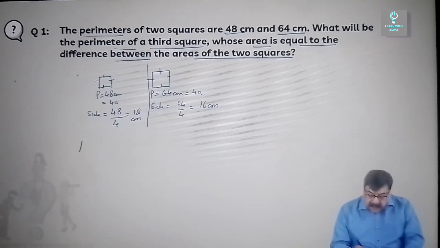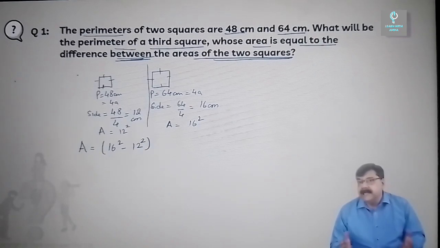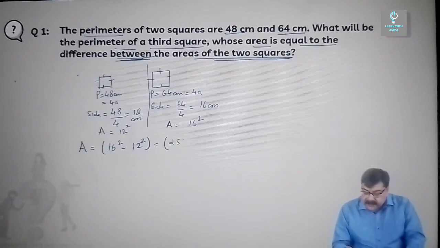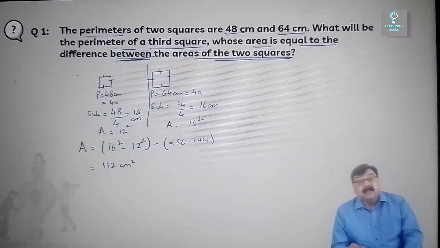Now the area of the third square is equal to the difference between the areas of the 2 squares. So area of this square shall be 16 square. Area of this square shall be 12 square. So the difference between the two has to be positive, because area is always positive. It cannot be negative. Have you heard of minus 10 centimeter square kind of an area? Obviously not. So area here becomes 256 minus 144. That equals 112 centimeter square.